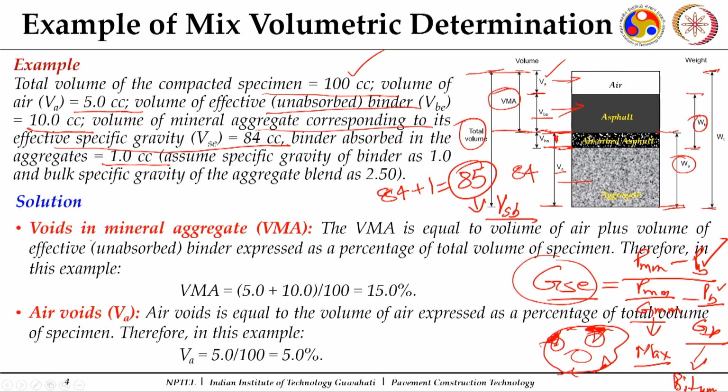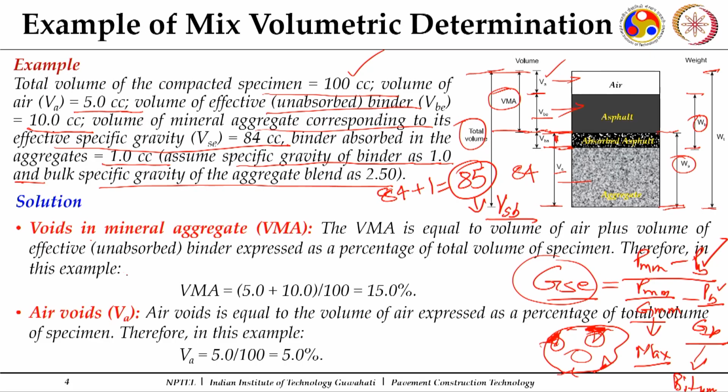Now, assuming a specific gravity of binder as 1, and it is mentioned to assume the specific gravity of binder as 1 and the bulk specific gravity of the aggregate blend as 2.5. Now, with this particular data, we will try to attempt this exercise.